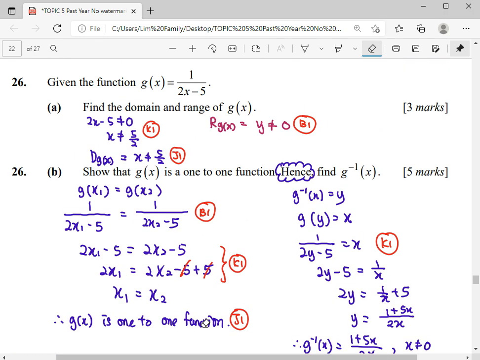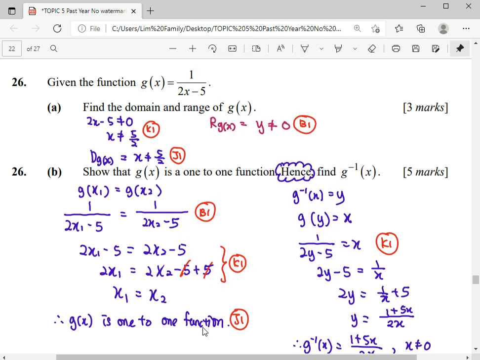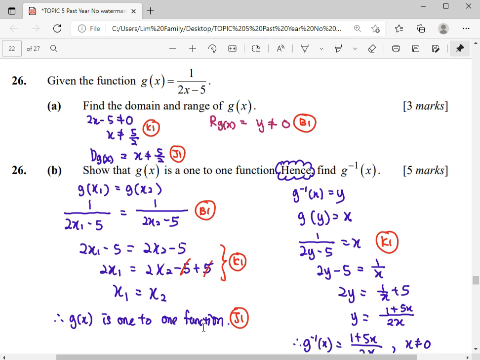For range and domain, I can accept another answer, because this one I only state what the value is that we cannot accept. I can write it like this: negative infinity until 5 over 2, not including that value, then 5 over 2 until infinity. For range, I can also accept negative infinity until 0, taking out the value 0, then 0 until infinity. Both of them we can accept.